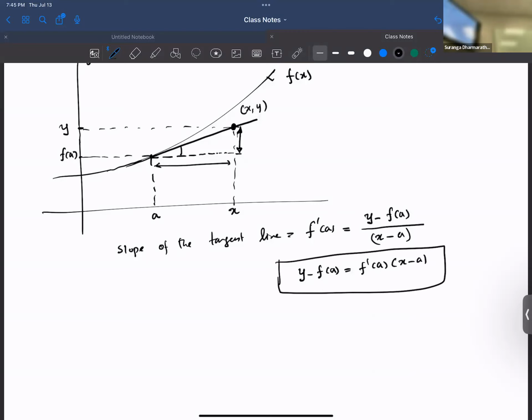This is how you found the equation of a line. You need 2 points to find the equation of a line, or a slope and 1 point. You have given the slope. Now slope is equal to what? Y minus f of a divided by x minus a. That slope is equal to f prime a. Right? That makes sense?